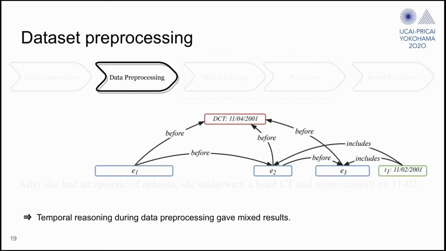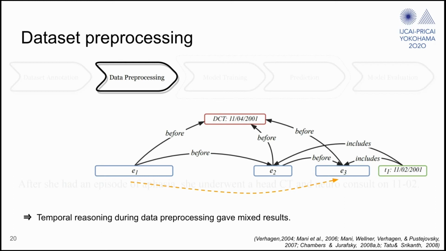Then, once a dataset of text has been annotated with temporal graphs, some works have used temporal reasoning to increase the number of relations in their training data. I'll be quite brief about this. In some cases, augmenting the data with additional relations has resulted in better extraction performance, but not consistently. In some cases, it even decreased performance. Its effectiveness seems to depend on whether reasoning is also used in the next phase, during training and prediction.